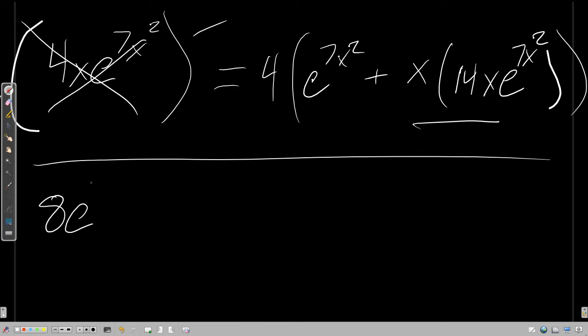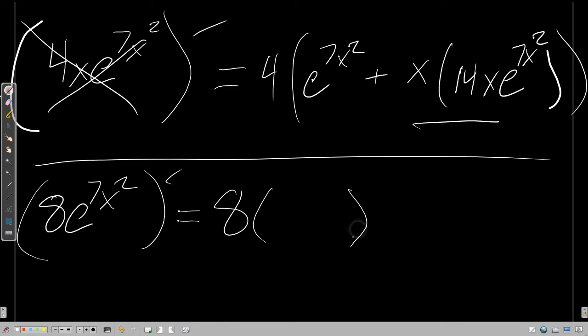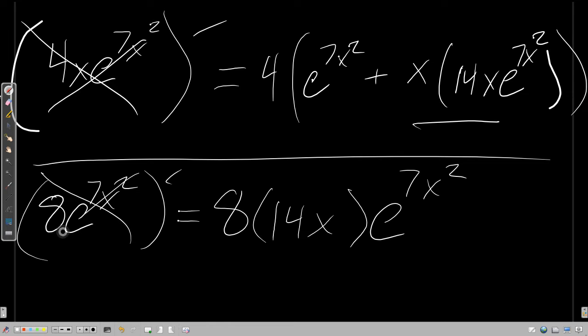8 e to the 7x squared. Let's take a derivative of that. Well, here's my 8, and then right here will be the derivative of 7x squared, and then it's e to the 7x squared. Derivative of 7x squared is 14x. 8 times 14, way bigger than 56. So this isn't it.